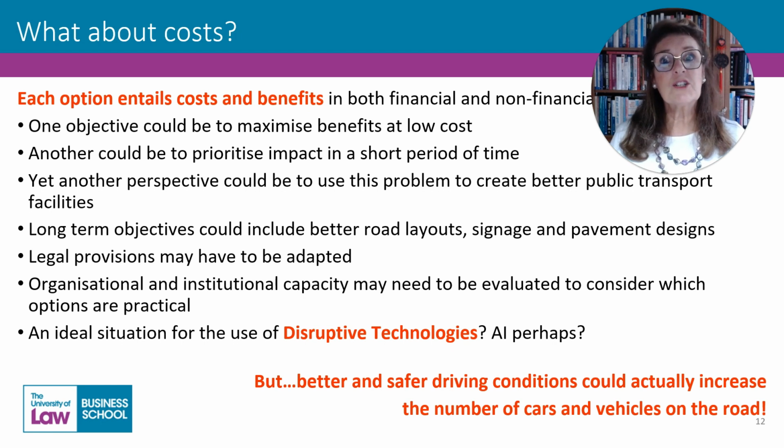Also, we need to think about organizational and institutional capacity. How do these need to be evaluated to consider which options are practical? And it is an ideal situation for new technologies, perhaps. How could artificial intelligence help? But better and safer driving conditions could actually increase the number of cars and vehicles on the road.